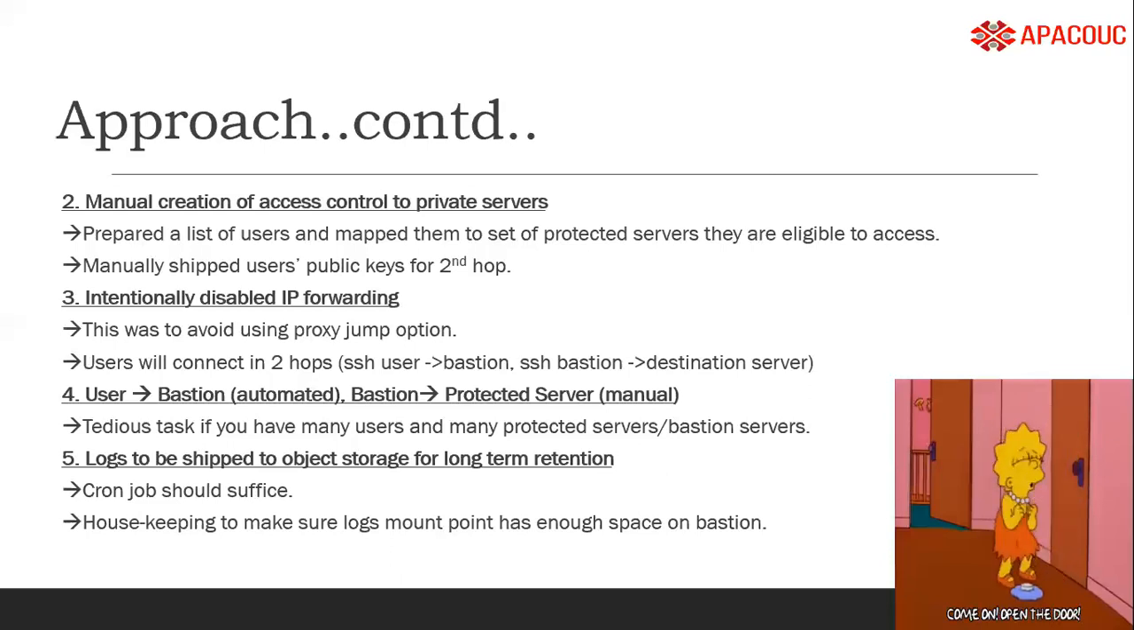We intentionally disabled IP forwarding. This was to avoid the proxy jump option. And we had to reach out to users so that they connect to the Bastion server first, followed by connecting from Bastion to the destination server using 2 hops.